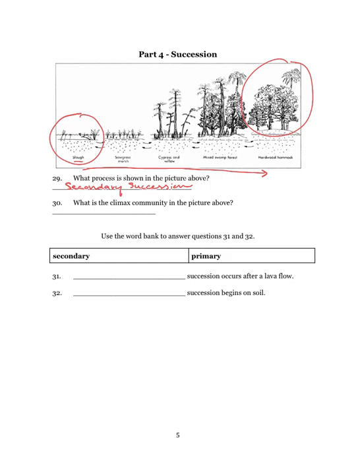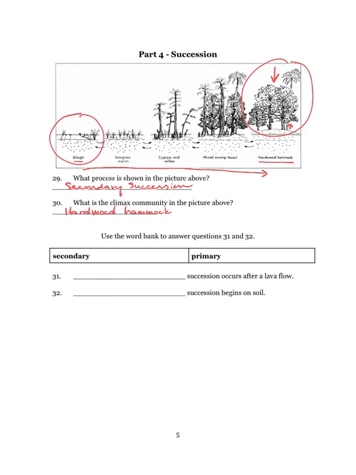And the climax communities are the most mature, and so in this case, the climax community is the hardwood hammock. This is characterized by trees that are large, an understory of smaller trees, and probably some things growing on the ground. Then we're going to use this little word bank to answer questions 31 and 32.